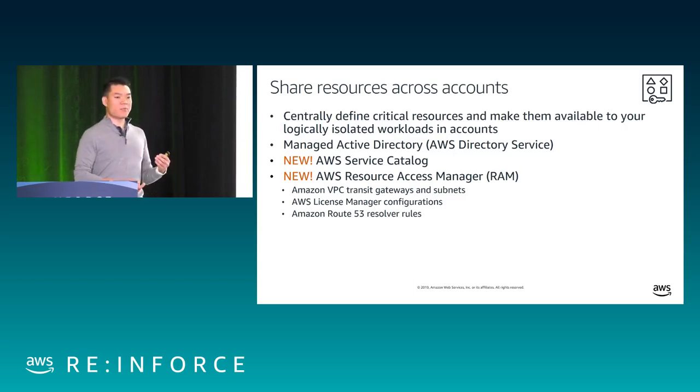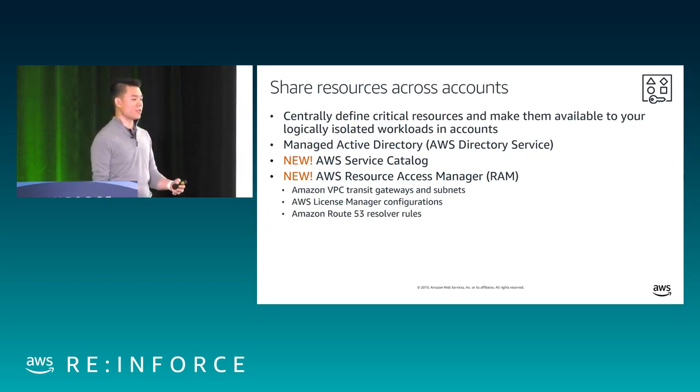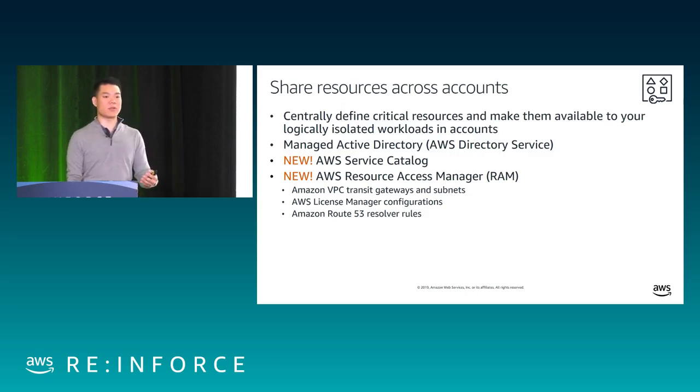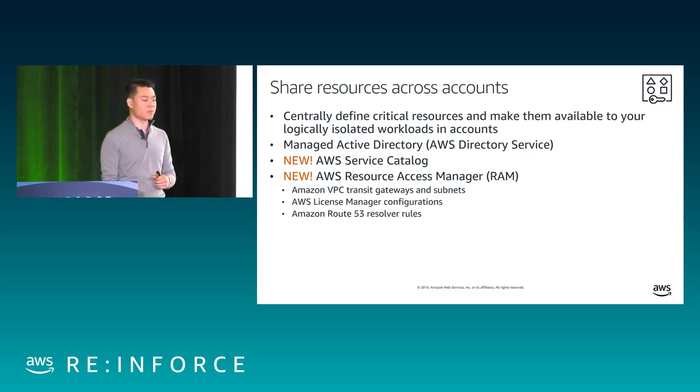The next place where we provide you with functionality is the ability to share resources across accounts in your organization. And so now you can centrally define critical resources and make them available to all of the accounts in your organization that are logically isolated. We provide you with functionality through Manage Active Directory. So now you can authenticate against your central identity store for applications that are deployed in other accounts. An example of this is being able to do a seamless domain join for EC2 instances that are sitting in any number of accounts in your organization.